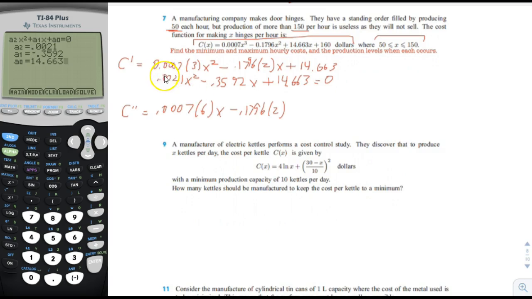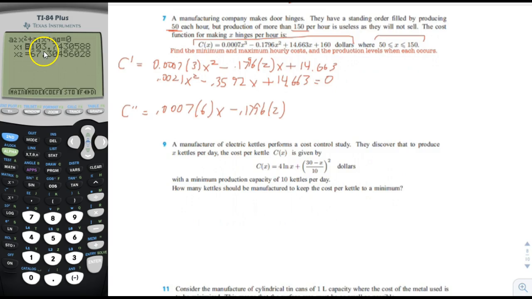Okay, so I put in the value of A2, A1, and A0, and then I press solve. And it gives me two numbers. And it gives me one of them in fraction form. Let's see if I can take it out of fraction form. I don't want fraction form. Decimal. Okay, now solve. So one of the numbers is 103.7. The other one is 67.3.